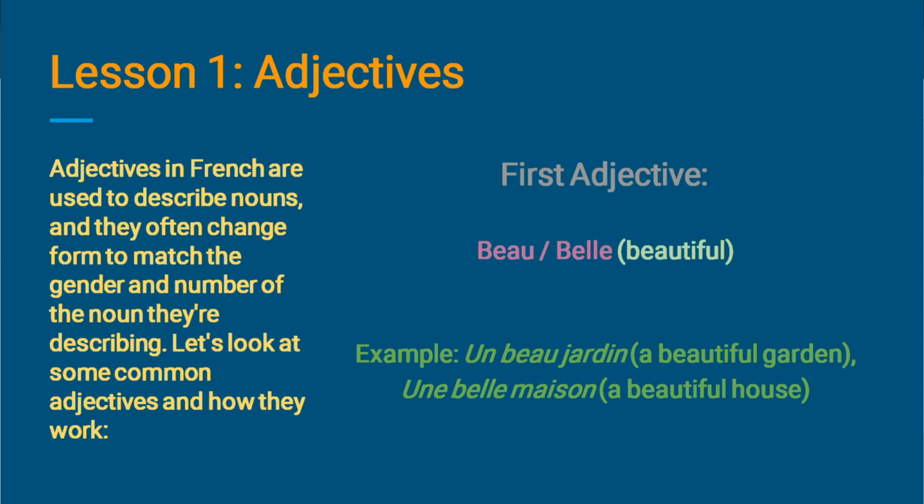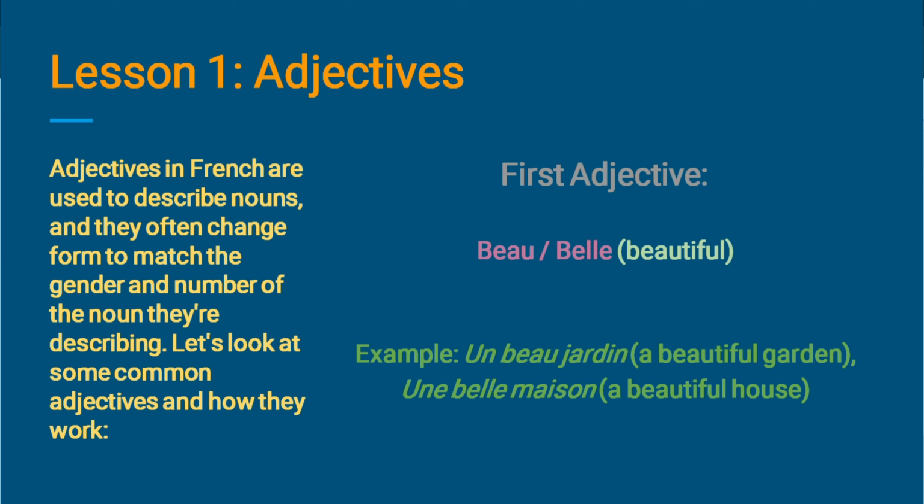Let's get started. Lesson 1. Adjectives. Adjectives in French are used to describe nouns, and they often change form to match the gender and number of the noun they're describing. Let's look at some common adjectives and how they work.